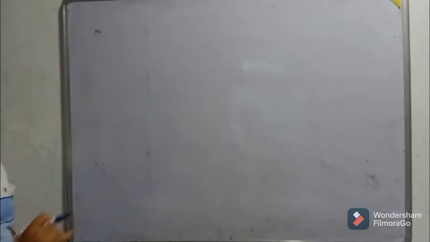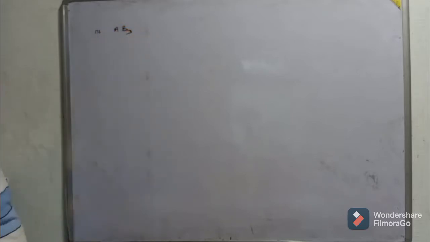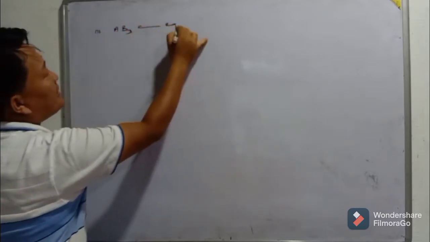Okay. Now for the third case, we will take the type AB3. For example, if you take, then what is it?